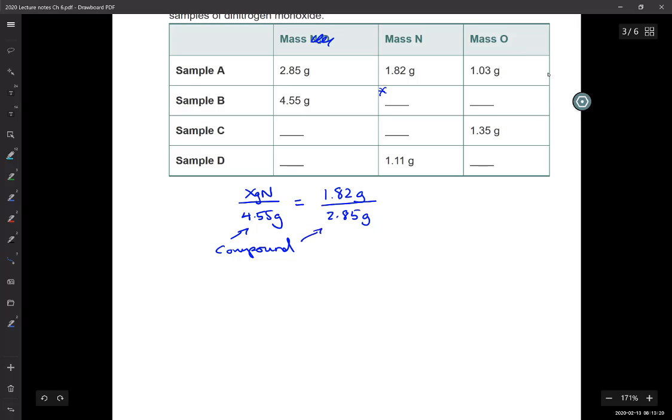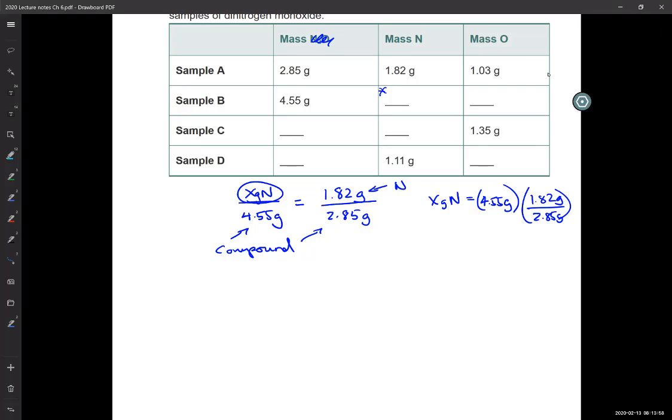This is compound, right? This is nitrogen. So this is what I'm looking for. So constant composition just says the ratios are always the same. So it could be the ratio of the element or the element to the compound. The reason I set it up this way is because now all I have to do is multiply across by 4.55. So X grams of nitrogen equals 4.55 grams times 1.82 grams over 2.85 grams.